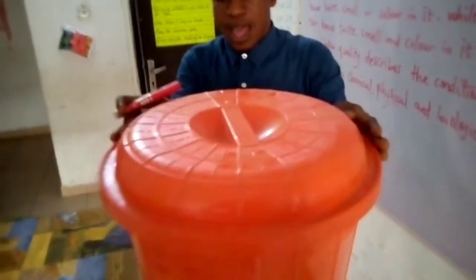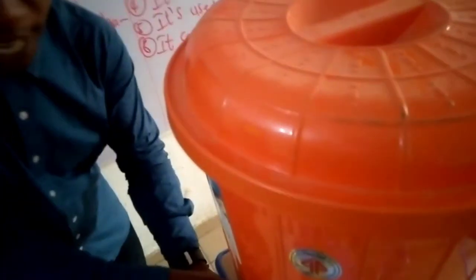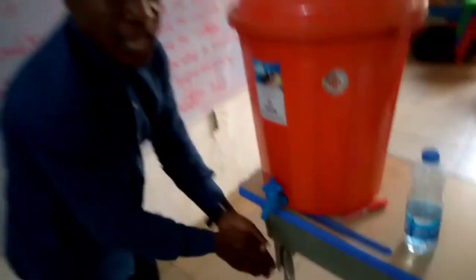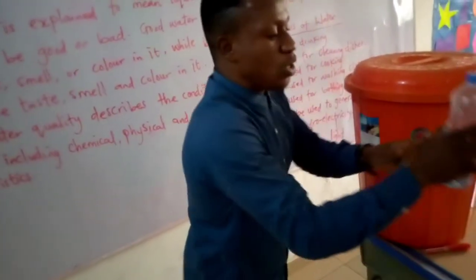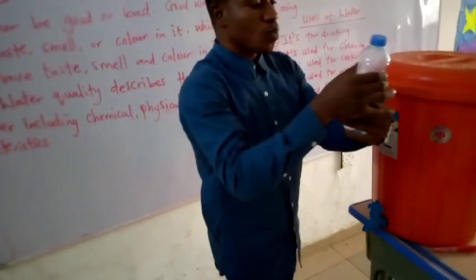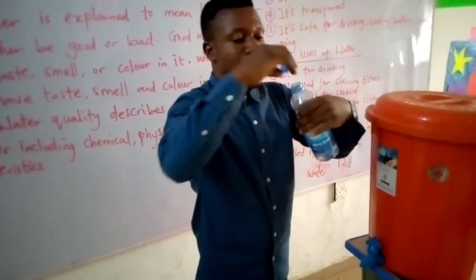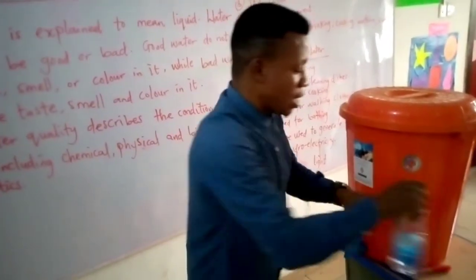I have a container here. I can use water to wash my hands. I can turn on the tap, and I can wash my hands with water. This is a use of water. What else can I make use of water for? Drinking. I can drink it because the water is good.